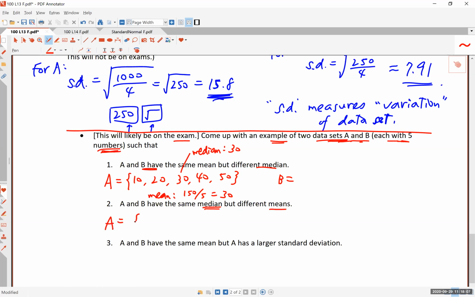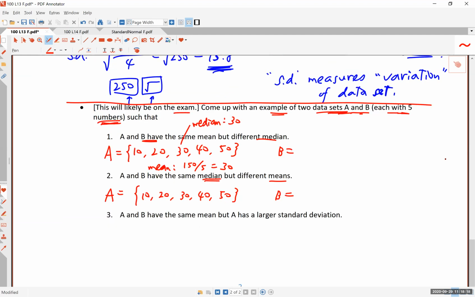All right, the second question is A and B have the same median but different mean. So let's say A is again 10, 20, 30, 40, 50. Again, the mean is 30 and the median is 30. But try to come up with another set B such that B has a median of 30, but the mean is something different. And then number 3, I want you to come up with A and B. A will stay the same, it doesn't have to be, but A is the same set, and I want you to come up with B, another data set, so that it has the same mean, that's 30, but A has a larger standard deviation.